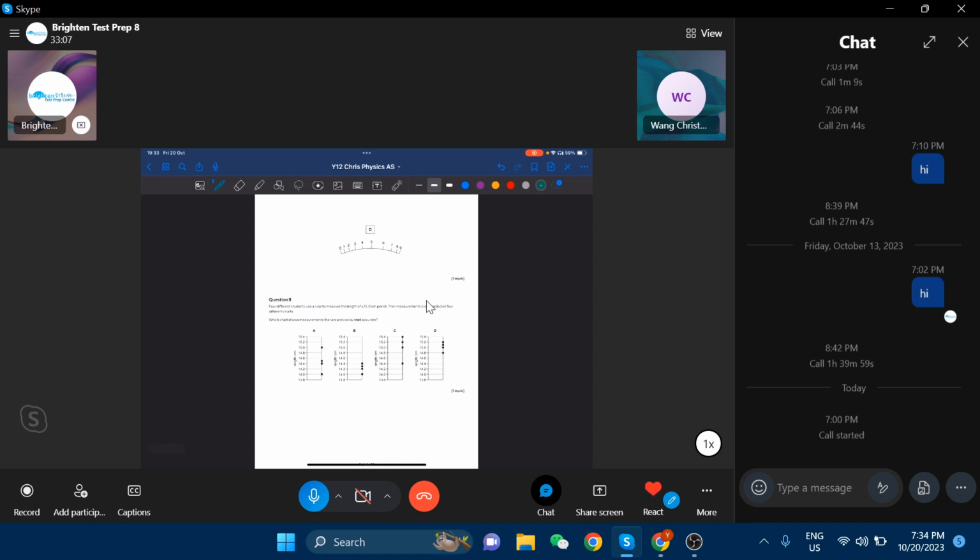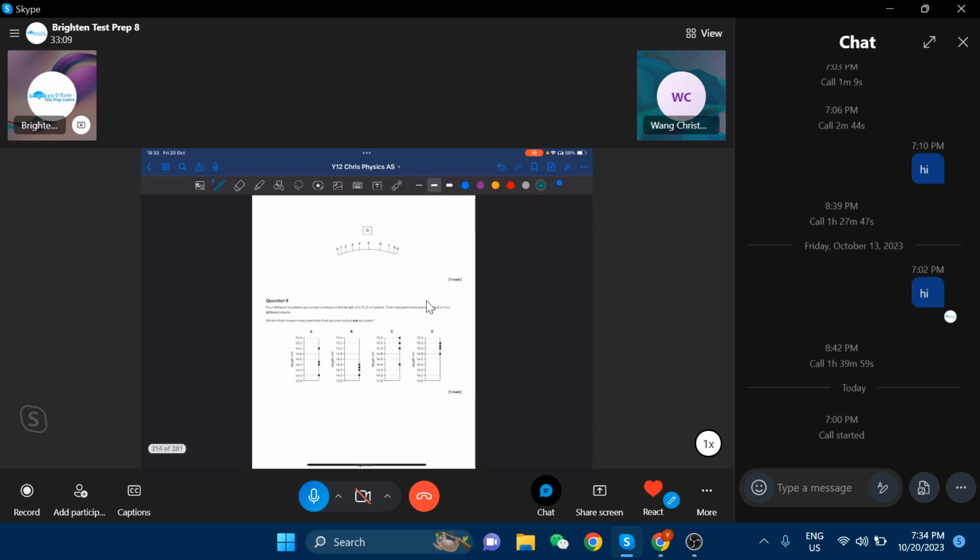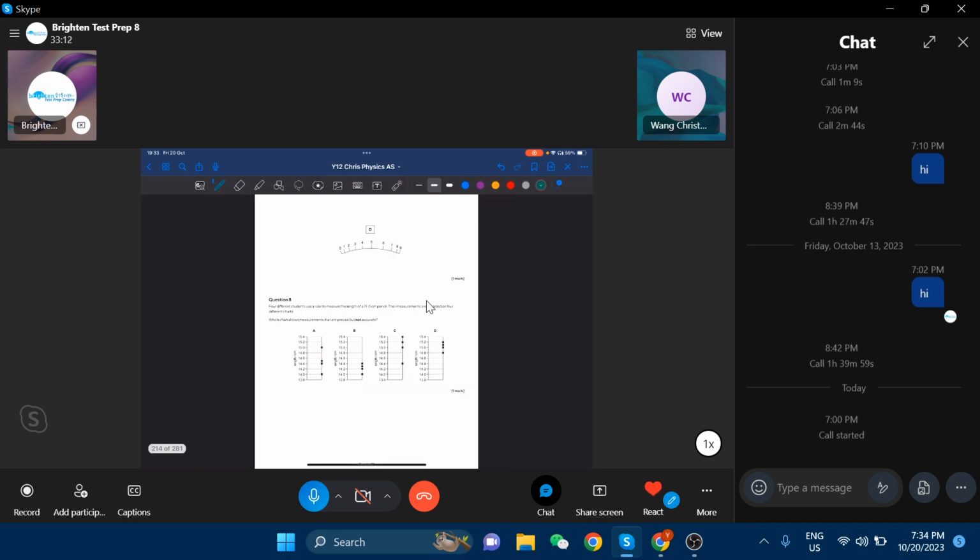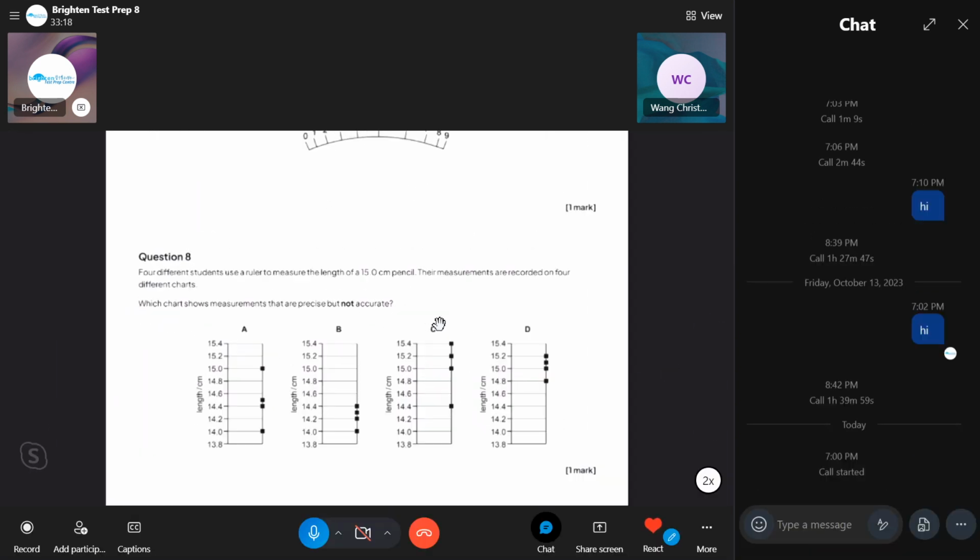Then let's go to number 8. Let me see. Yep, it's all on one page. Okay, now we use the length of a pencil, and we have students A, B, C, D. Again, a similar question: what is precise but not accurate? This time it's visualized.